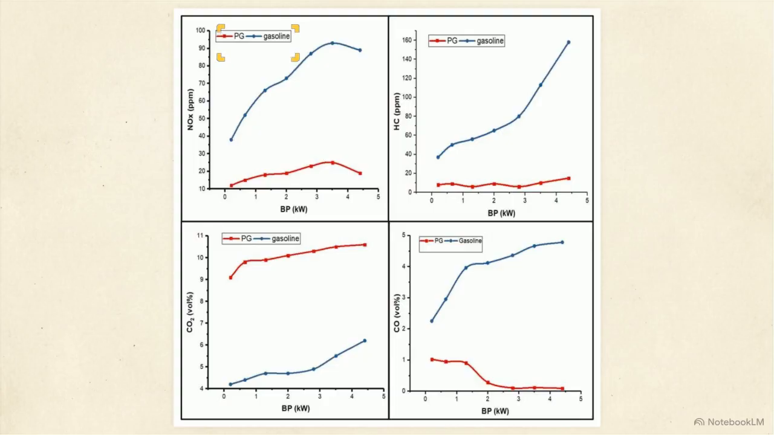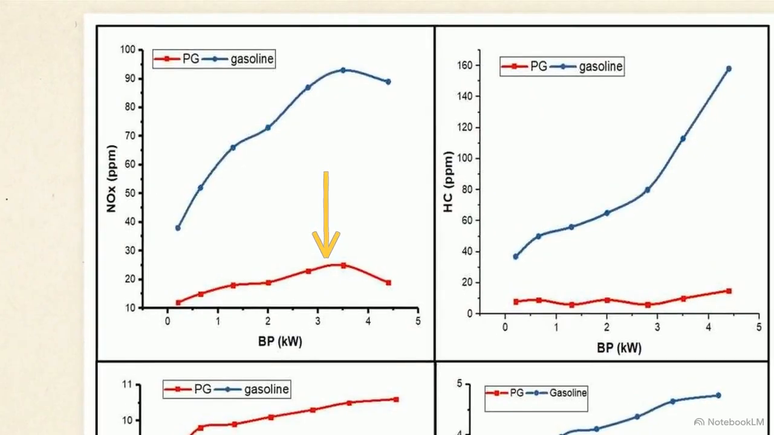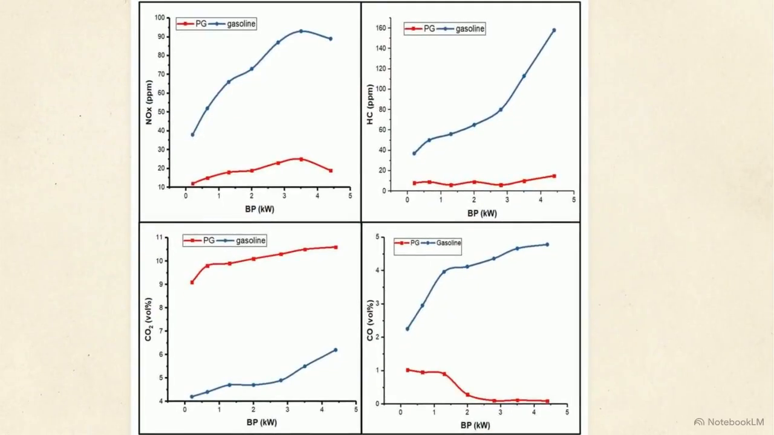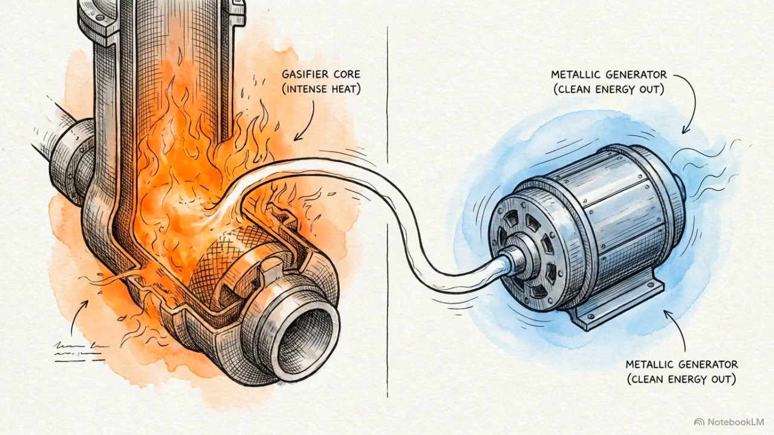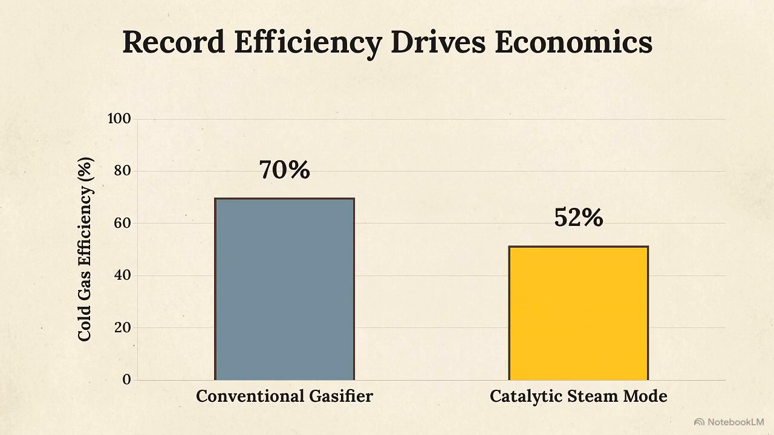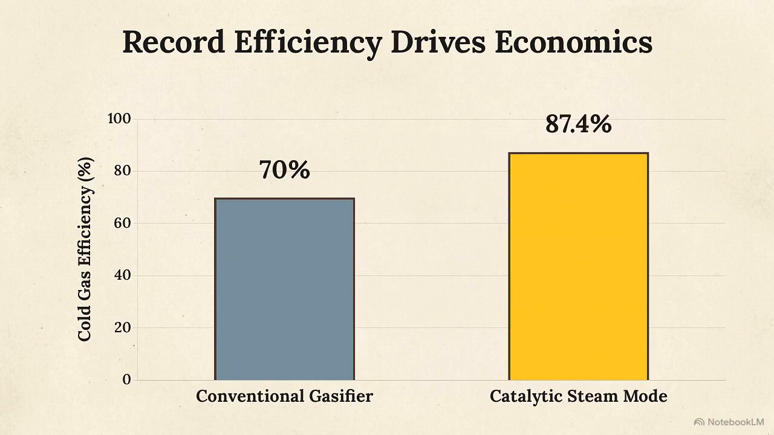Because the fuel burns cleanly, nitrogen oxide plummets by 85%. Unburned hydrocarbons drop by 78%, and carbon monoxide shrinks by 80%. Optimizing the thermochemistry at the reactor level yields a highly stable, exceptionally clean mechanical output at the generator. The catalytic steam mode achieves a cold gas efficiency of 87.4%. That high conversion rate translates directly into favorable project economics.